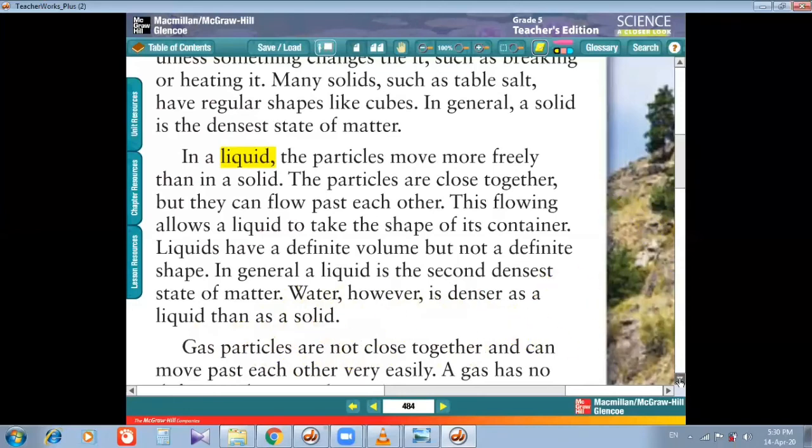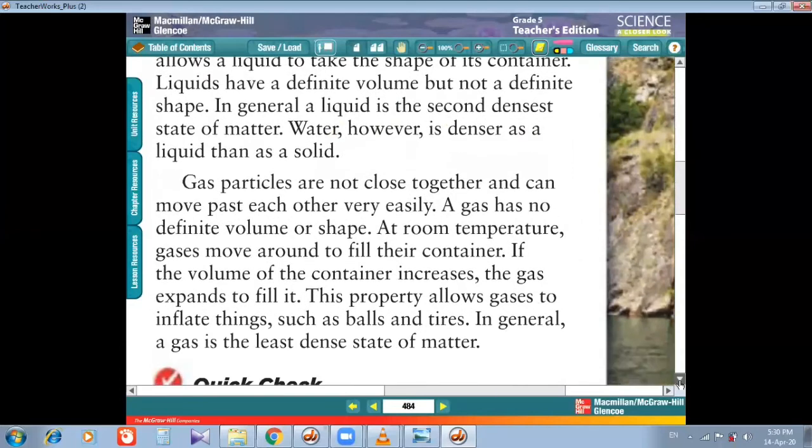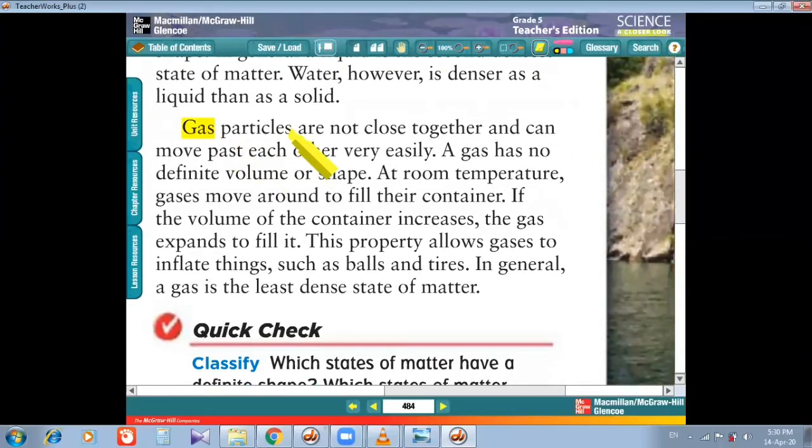Now we come to the gas. Gas particles are not close together and they can move past each other very easily. The gas particles are not close to each other and they have much free space. They can move past each other. A gas has no definite volume or shape. Gas does not have its own shape, it does not have its own volume. At room temperature, gases move around to fill the container.